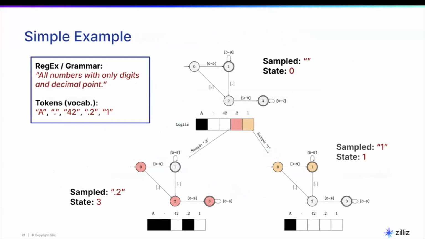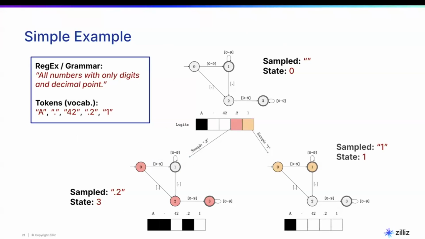So just like a simple example. Let's suppose we want our structured input to be all numbers with only digits and a decimal point. And suppose that our tokens, so these are the tokens of our hypothetical large language model, are A, .42, .2, and 1. So not very interesting, obviously a toy example to illustrate things. We've only got 5 tokens in this large language model.